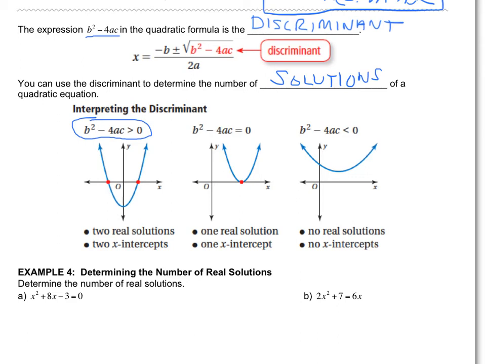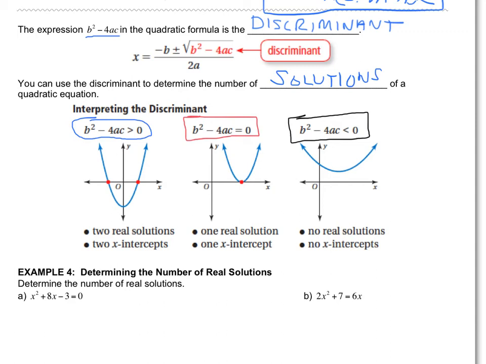Anytime that you are looking at a b squared minus 4ac that equals 0, which we saw in one of the previous examples, that'll tell you you only have one real solution, or one x-intercept. So when your b squared minus 4ac equals 0, you have one intercept. And lastly, anytime your discriminant ends up being less than 0, or a negative number, that tells you you do not have any real solutions.